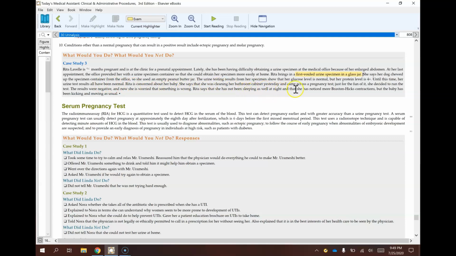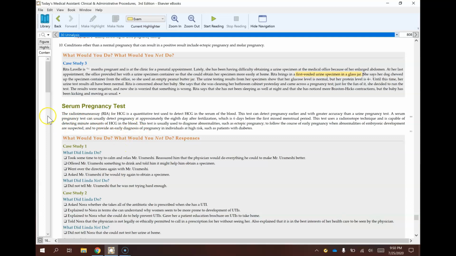She was cleaning her bathroom cabinet yesterday, came across a pregnancy test. Just for the fun of it, she decided to run the test. The results were negative. Now she is worried something is wrong. Rita says she has not been sleeping well at night and that she has noticed more Braxton Hicks contractions, but the baby has been kicking and moving as usual. So these are interesting case studies because they are things you will see and hear when you're in your office.